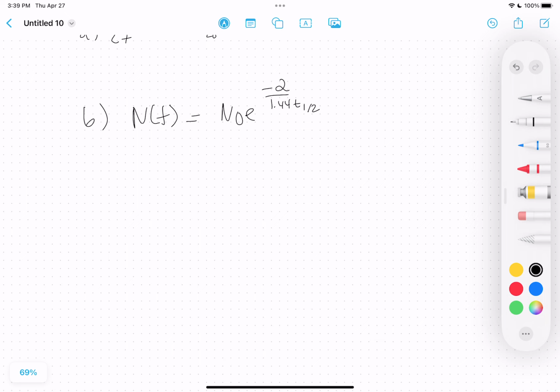So 1.44 times 5.272. And then you'd be left with this negative 2 divided by that 7, is that 7.58? And then, well, hold up, where are you getting a negative from? Because isn't it negative t over delta? Yeah. So that's fine though. But wait, doesn't make sense.